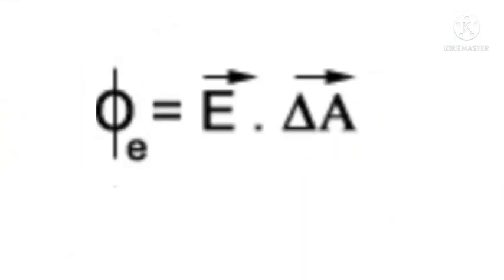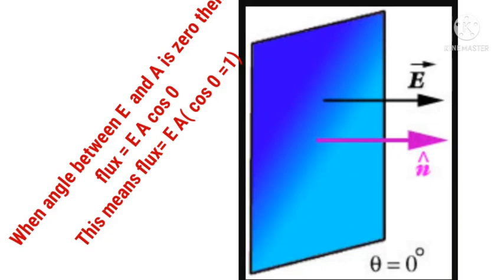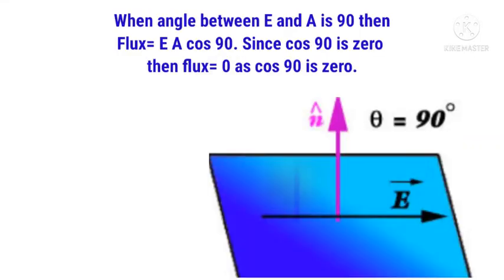The electric flux phi is given by the relation phi equal to E dot dA, that is E dA cos theta. When theta is equal to 0, that means phi, that is electric flux, becomes equal to EA. And when theta is 90, the electric flux is 0, as cos 90 is 0, therefore flux equal to EA cos 90, which is equal to 0.